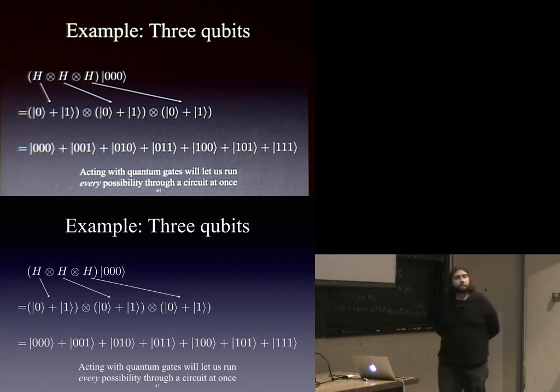What's the significance of all of those plus signs being plus signs? So if some of them were minus, what would that mean? If some of these were minuses, then some of these would be minuses.